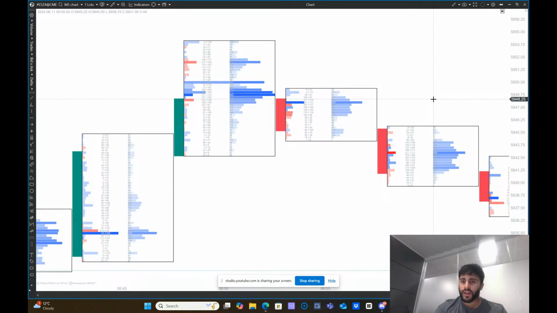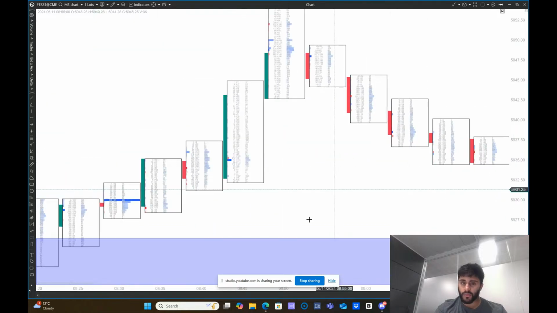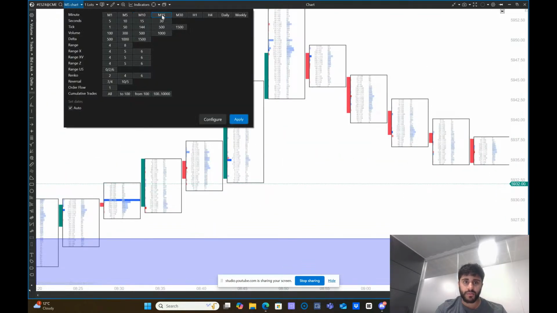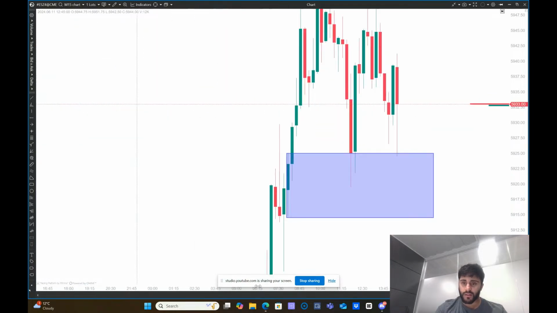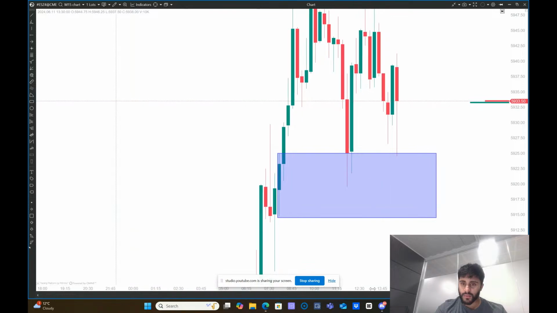So every candle you can see has bid and ask, right? We've come into a demand area. This is a 15-minute demand area. There's a fair value gap just over here. This is the fair value gap. The last candle before the inefficiency is our demand area.